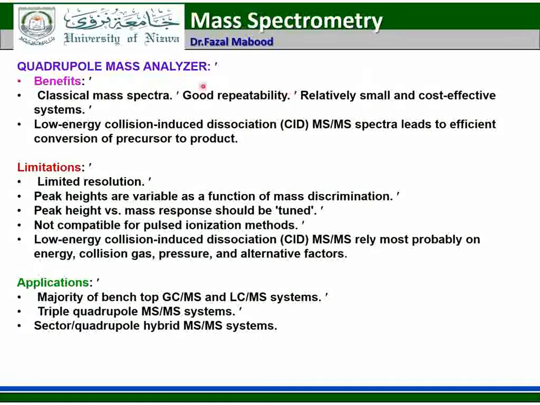Quadrupole mass analyzer benefits: classical mass spectra, good repeatability, relatively small and cost-effective system, and low energy collision induced dissociation, which leads to efficient conversion of precursor to product. Limitation: limited resolution, and peak height varies as a function of mass discrimination. Peak height versus mass response should be tuned. Not compatible with pulsed ionization methods.